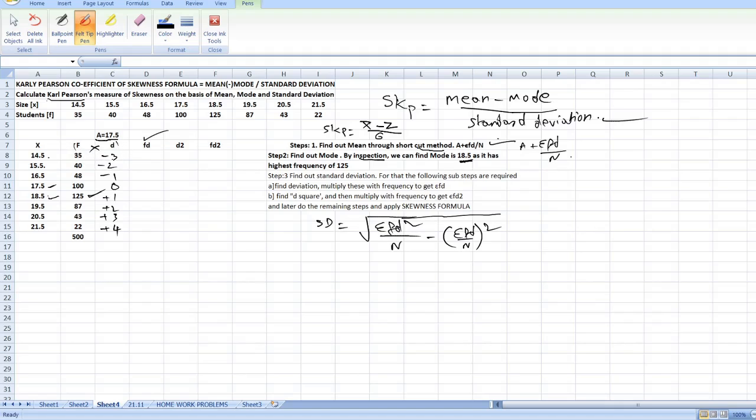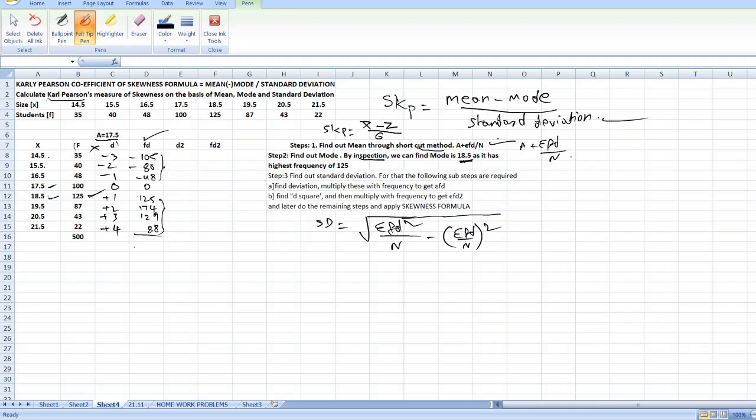So f into d, 35 into 3 is equal to how much? 105. 40 into 2 is equal to 80. So you have to keep minuses. In the same way, 48 into 1 is equal to minus 48, right? And next 100 into 0 is 0, 125 into 0 is 0. 87 into 2 is equal to 174, 43 into 3 is equal to 129, and 22 into 4 is equal to 88. These are all plus figures and these are all minus figures.